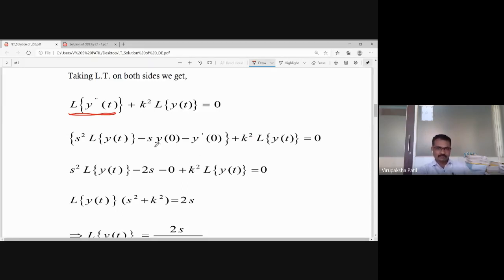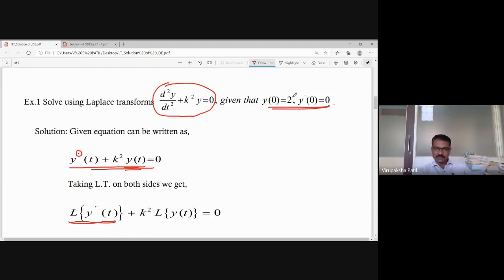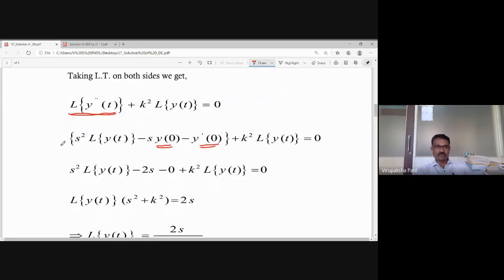Now what you do, you substitute these values here. This value is given, this value is given. Is it given or not here? So what happens? This term as it is, s square into L of y of t. Then this becomes, if you substitute this value, which is given as 2, into this s, it becomes minus 2s. Then this value is given as 0, which we have written here, plus k square into L of y of t as it is, equal to 0.